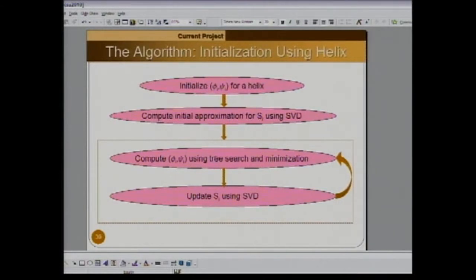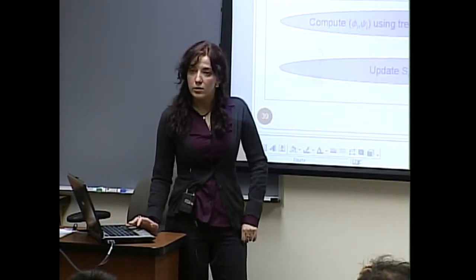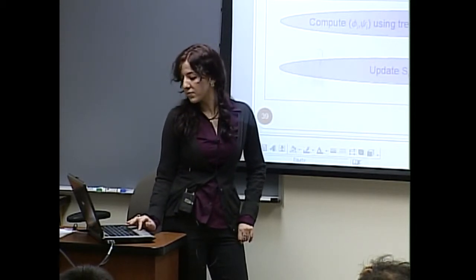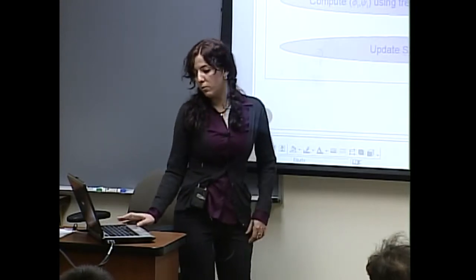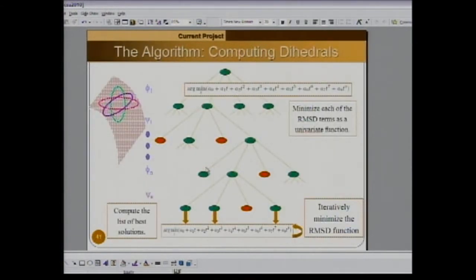And once that is done, I'll show you how we compute dihedrals further in the iterative loop, which is converging using tree search and minimization. I'll talk about this in more detail later. But the initialization step here is important for the entire procedure because we have to initialize the system with something. And for helical structure, this is a very good approximation. Then for any other protein portion, we can start with the initialized SOAP matrices computed from a helix, and then complete the same procedure, which is an iterative and convergent procedure. And now I will talk about how we compute the dihedral angles in each of the steps of our algorithm.